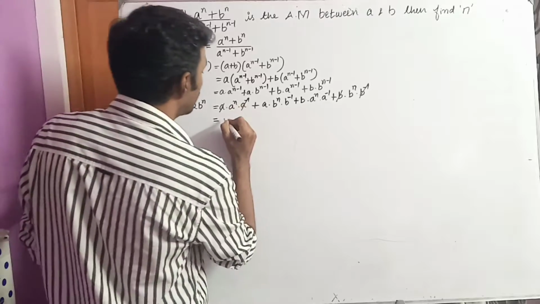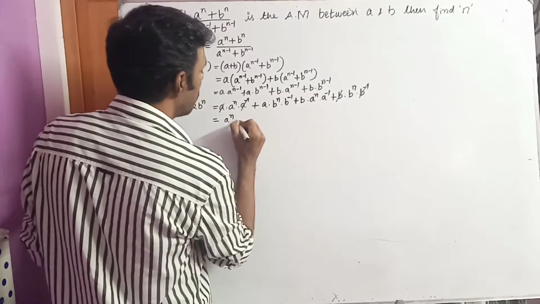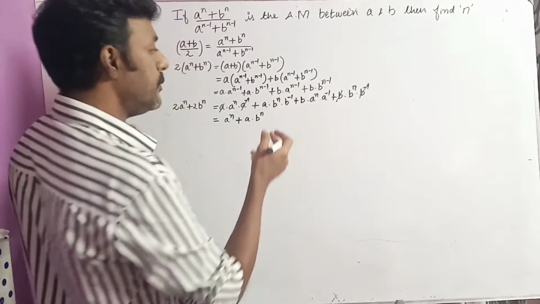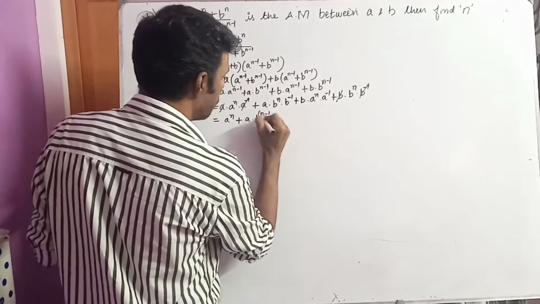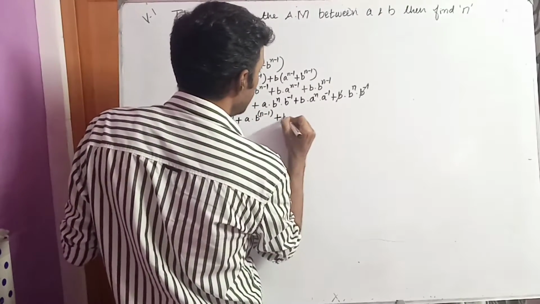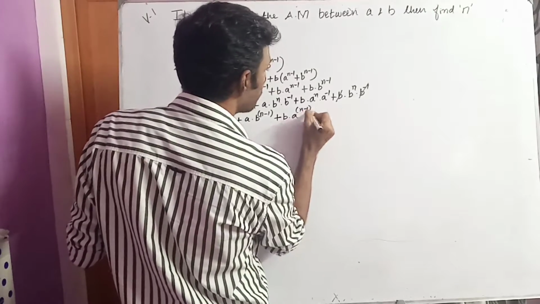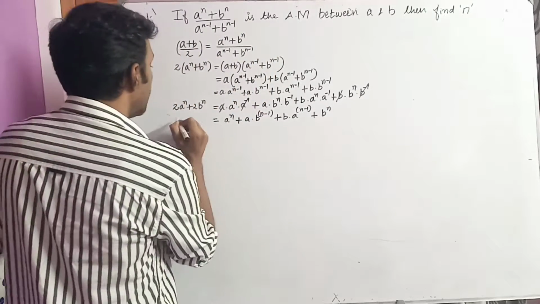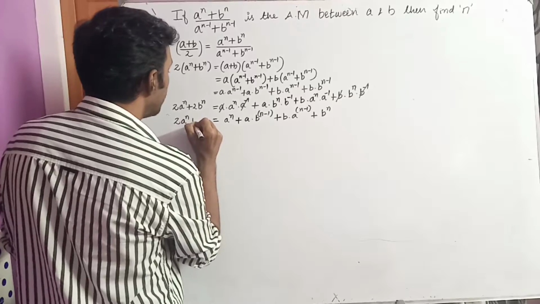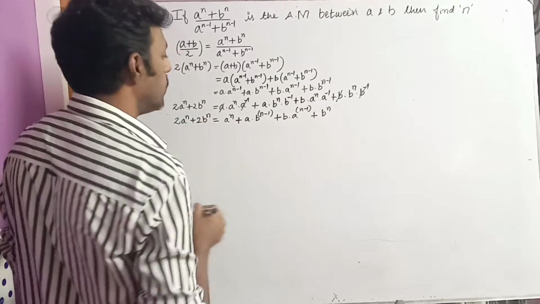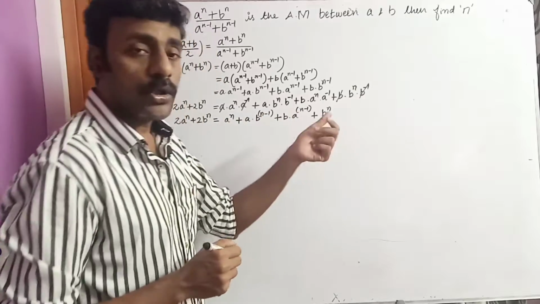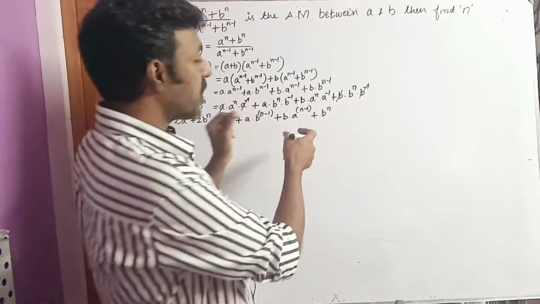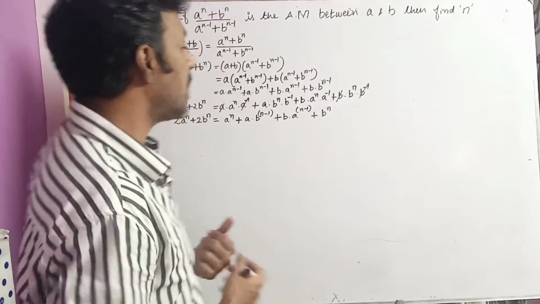So the terms that are left over are a to the power n plus a into b to the power n minus 1, plus b into a to the power n minus 1, plus b to the power n, right? So here it will be 2 into a to the power n plus 2 into b to the power n. So I've been left with the two terms a to the power n and b to the power n in the expression that is placed in the right hand side of this algebraic form.